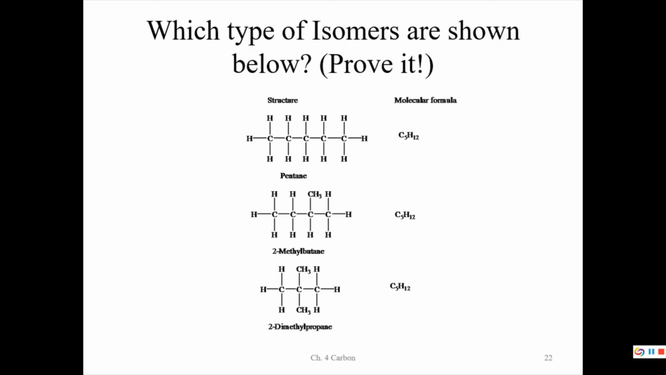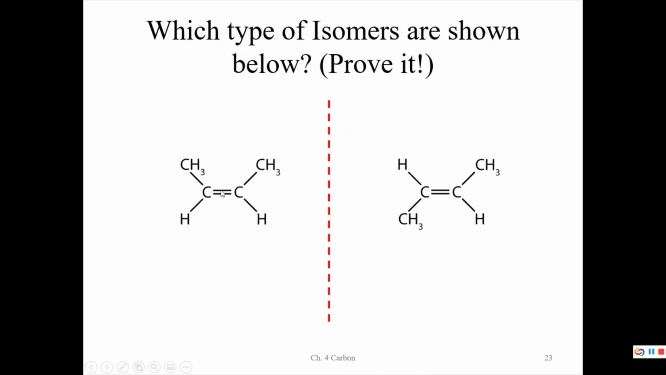What are these? Both of these things have the same chemical formula, but different structure. Pause it and see if you know. If you said structural isomer, then you're right. And this one here, I see a double bond, and I see methyl groups on each side of the double bond. Pause it and see if you know the answer. If you said that they are cis-trans isomers, then you're right. This is the cis, this is the trans isomer because of the double bond position. These methyl groups relate to the double bond.